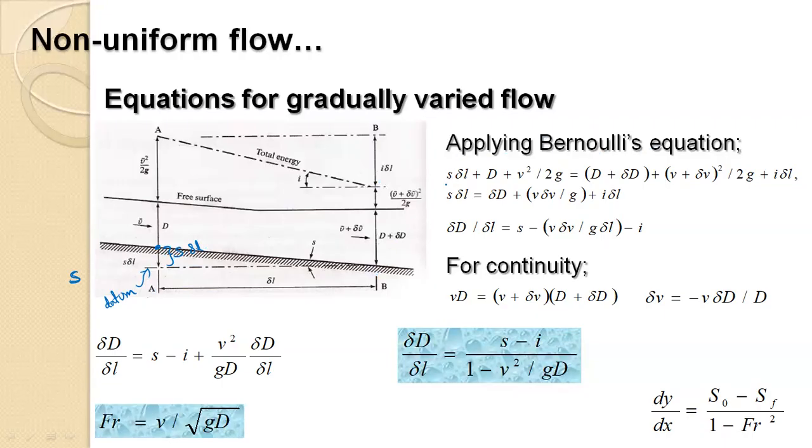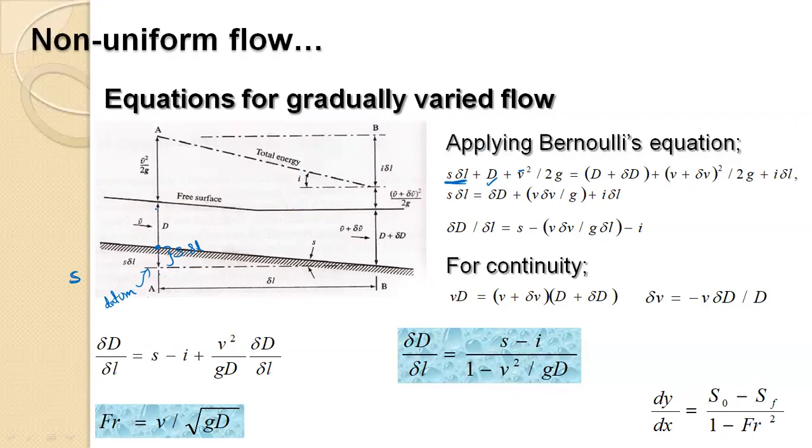Now, what is the datum head at point A? The datum head at point A would be S into delta L, because your datum is here. The pressure head is P divided by rho G, which equals D. And the average velocity at this point is V bar, so V bar squared divided by 2G will give me the velocity head at point A.